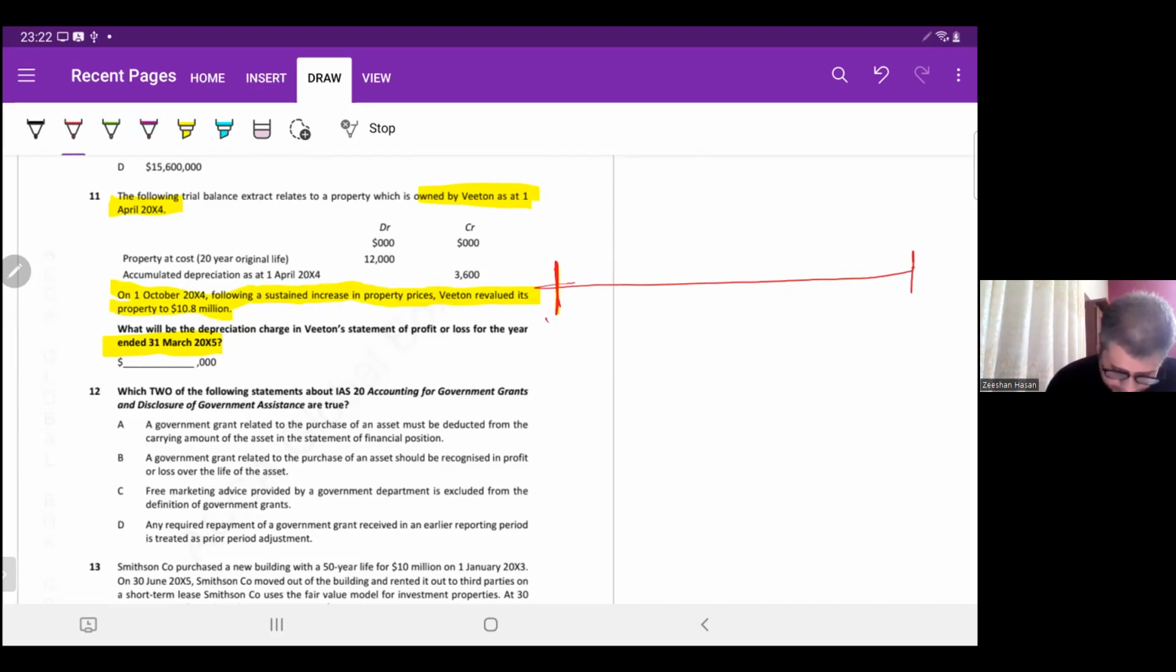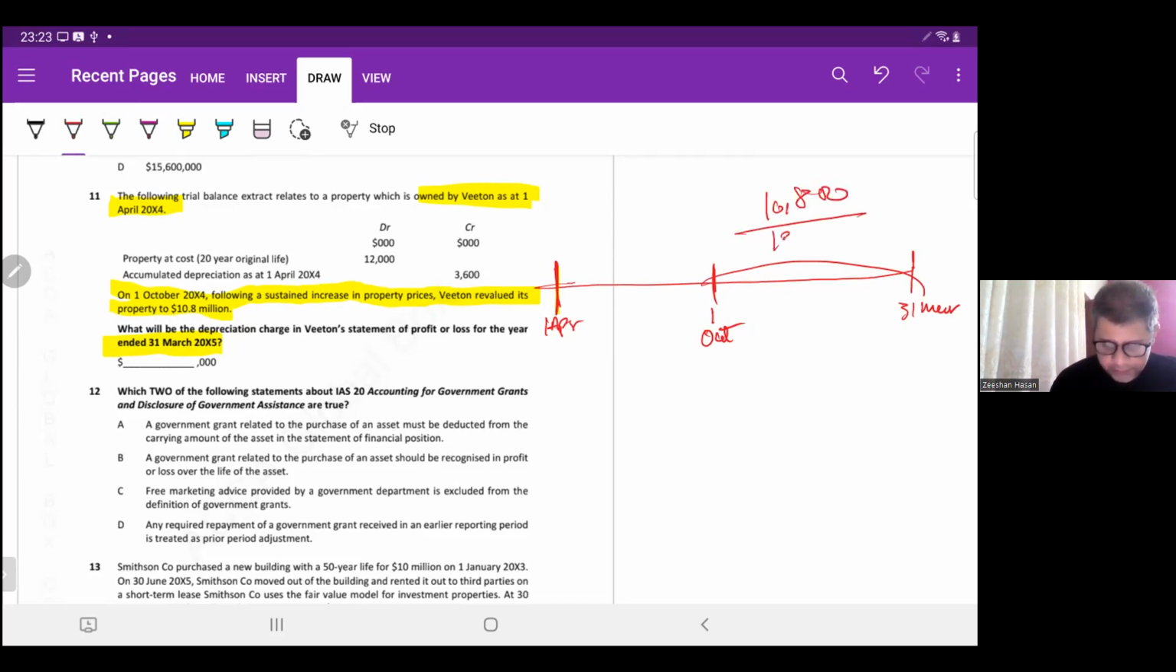Yeah, so see, year starts at 1st April, year end is 31st March. The revaluation takes place on 1st October. So that's the 6 months here, right? That's the 6 months. So 10,800. The life remaining is 13.5 years and it will be depreciated over the 6 months. So total depreciation is 700,000 in this case.